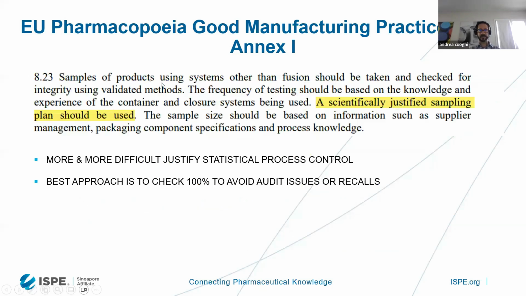Products using systems other than fusion should anyway be inspected. And even if not 100%, it should be justified why the sampling is less than 100%. The recommendation is always to check 100% of the production. This is very important for the production and as well for auditors. The auditors that are making their inspection, if we can show that we have inspected 100%, for sure it is added value for our production, and everything is smoother.